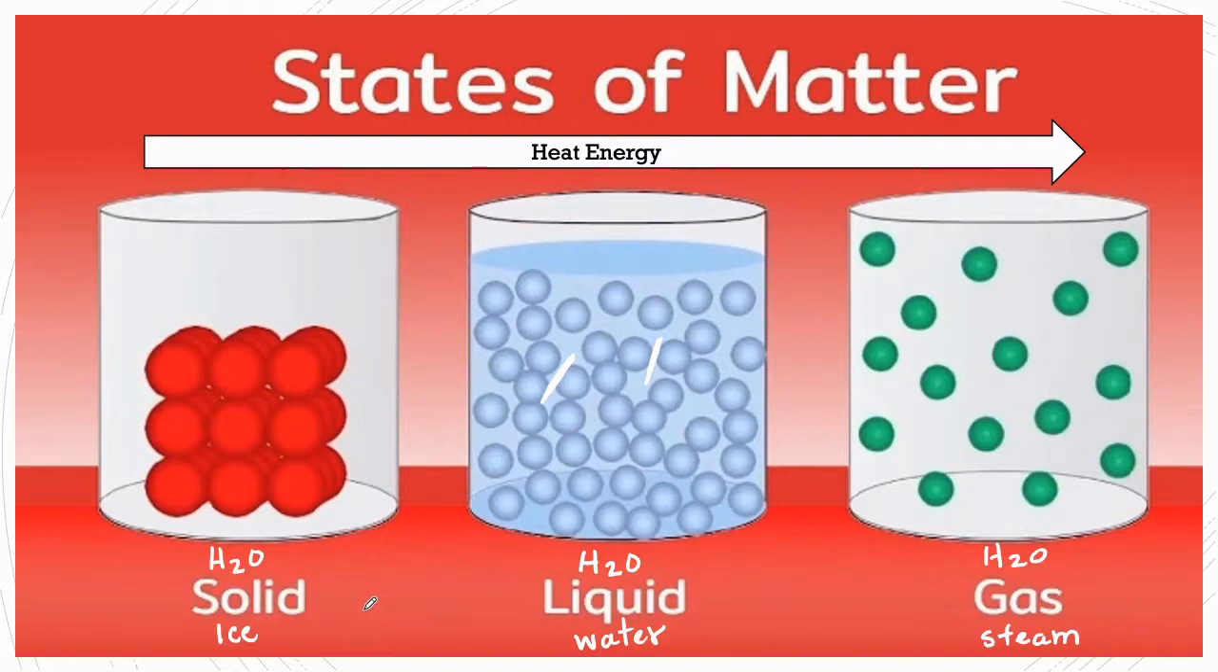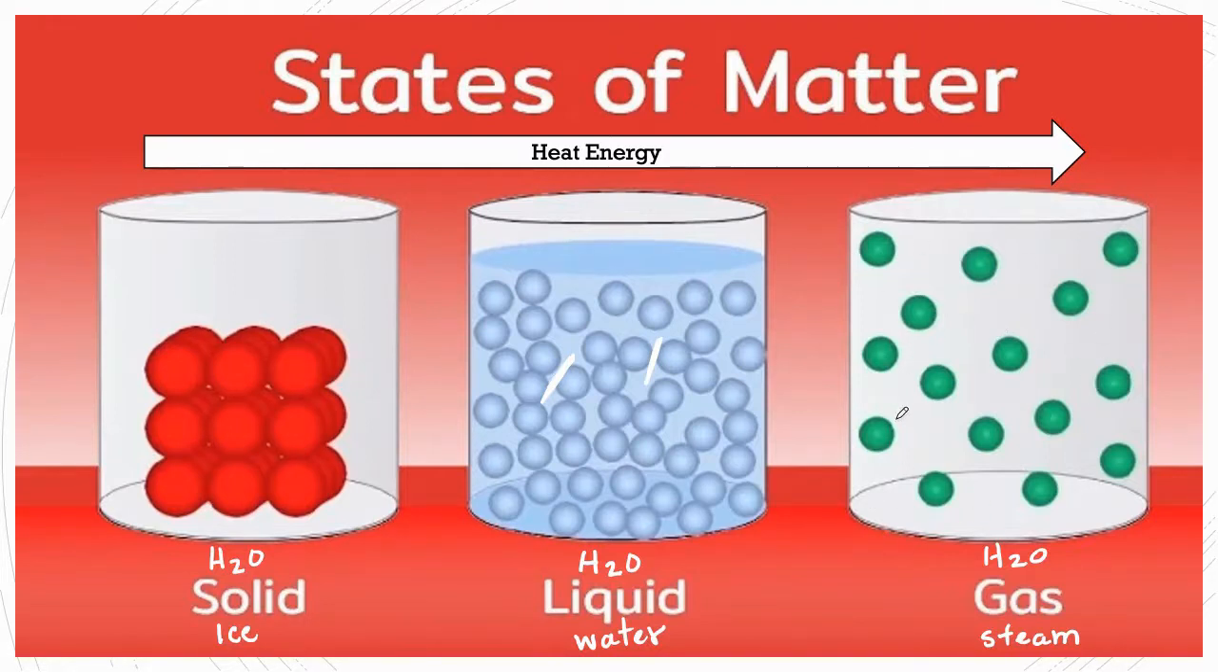Okay? Let's say we continue to add that heat and those particles continue to absorb that energy and they really start bouncing off of each other and they move further and further apart. And then you end up with a gas where the particles are really bouncing around in the container. They've absorbed all this energy. They're moving and they're bouncing off of each other and they're really far apart. And then you have the gas phase.